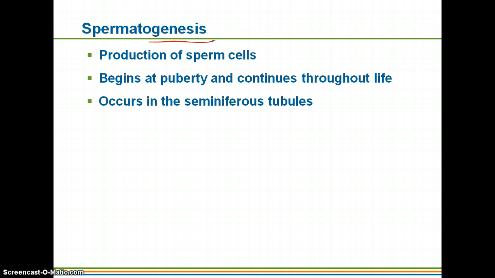Spermatogenesis will begin at puberty and continue throughout life. Unlike females who are born with their actual egg cells, males are not born producing sperm right away. You won't start producing sperm until puberty. Another difference between females is that males can produce sperm for their entire life, where females will only release eggs up until they go through menopause. Spermatogenesis occurs in the seminiferous tubules within the testes.